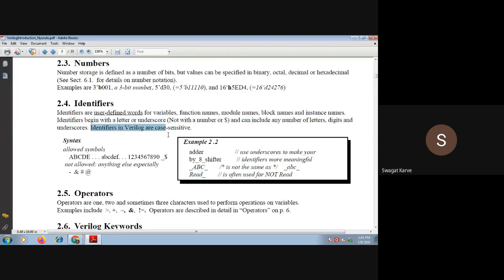But remember, VHDL was not case sensitive, but identifiers in Verilog are case sensitive. That means whatever identifier you use at the beginning, you have to mention the same identifier at the end, without changing uppercase and lowercase. In VHDL there was no such problem. VHDL was not case sensitive. You could write identifiers in uppercase at the top and lowercase below, and it was accepted. Here it will not work. Whatever identifier you have mentioned at the top, you have to mention the same identifier at the end. Right? Clear? Did you understand? So this is about identifiers.